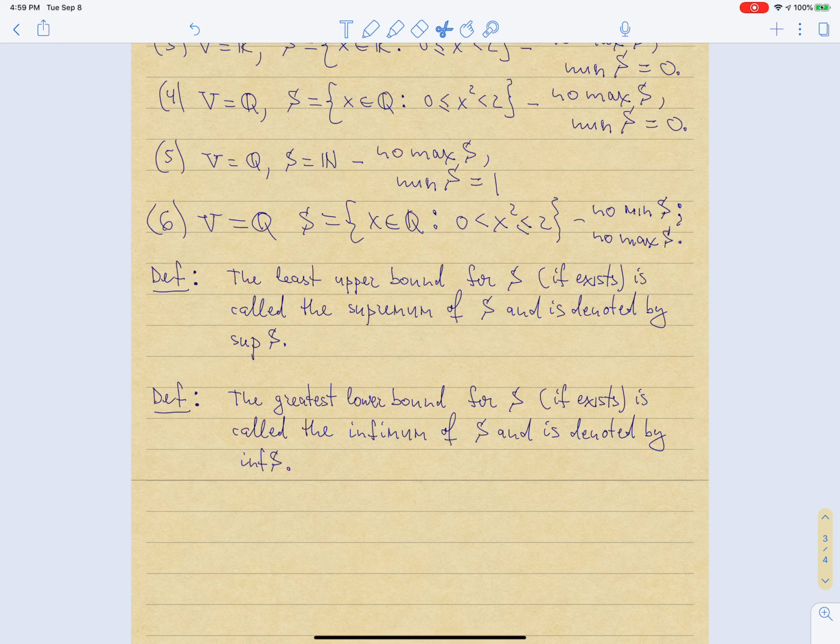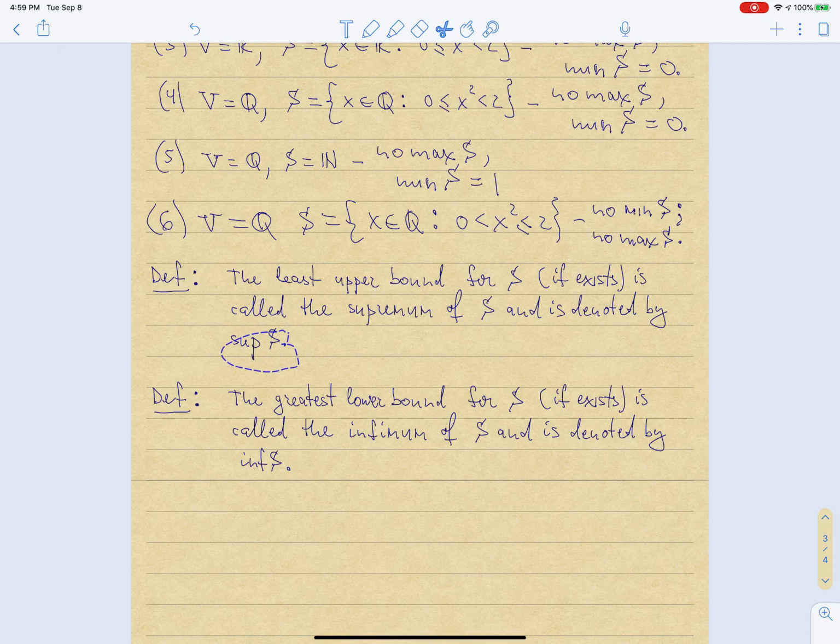Well, clearly not. But if there are upper bounds, I should be able to, in principle, find the most efficient upper bound, an upper bound which is smaller than all other possible upper bounds. So this is going to be something that we will call a special name. The least upper bound for the set S, if it exists, is going to be called the supremum of the set capital S, and it's going to be denoted by sup of S.